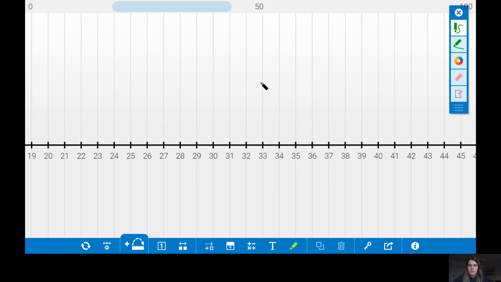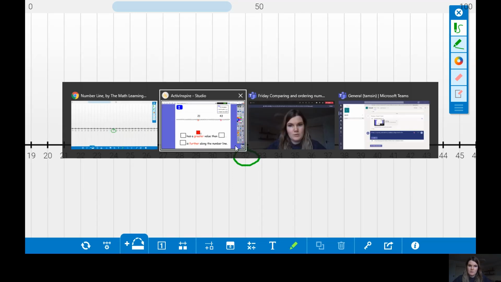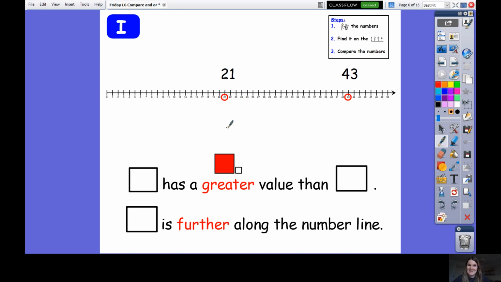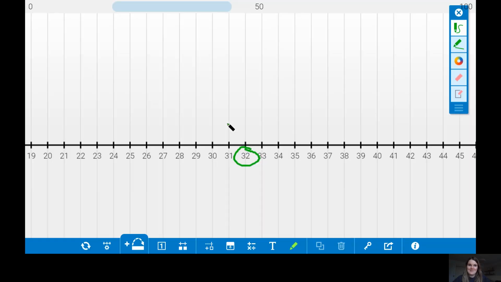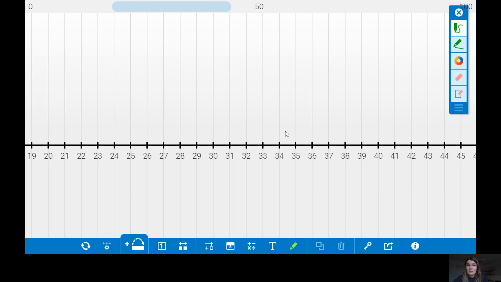Right, my numbers were 14 and 32. Oh, look, here we go. 32. I know this is 32 because there's 30, 31, 32. And what's wrong? That's not the right number. Are you sure? Well done. 21 and 43. Good checking. Got to make sure I circle the right number, don't I? Okay, so my number is 21.